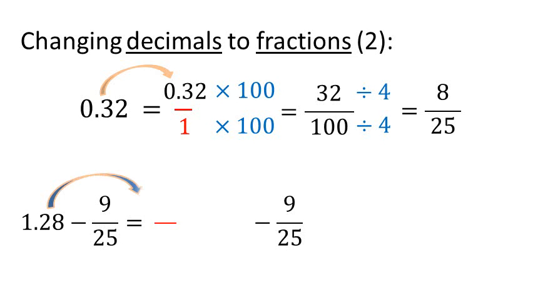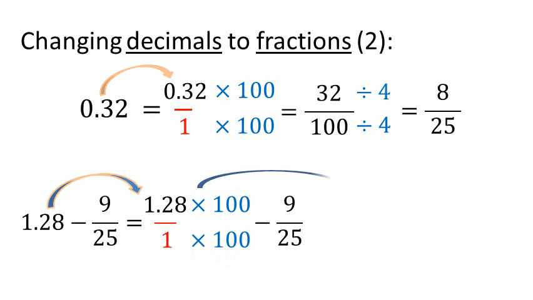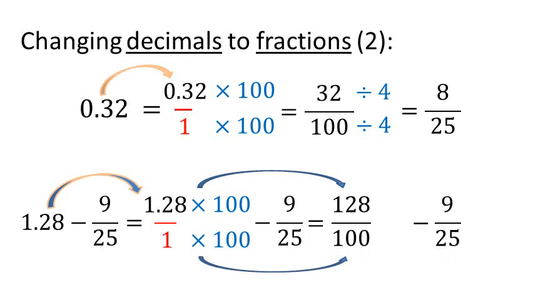1.28 can be changed to 1.28 over 1. We can multiply 100 to both the numerator 1.28 and the denominator 1 to get 128 over 100. Since both 128 and 100 have a common factor of 4, we can divide both the numerator 128 and the denominator 100 by 4. 128 divided by 4 is 32, and 32 minus 9 is 23. So the final answer is 23 over 25.